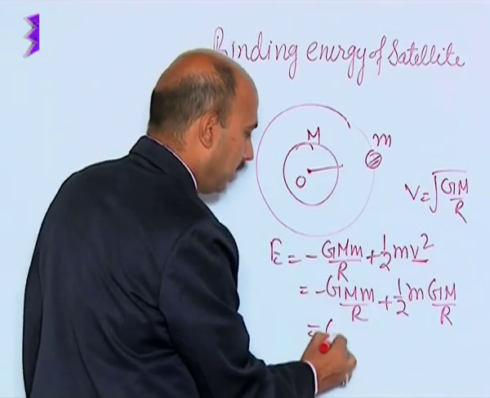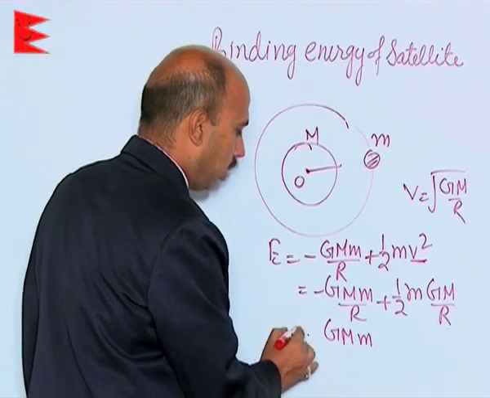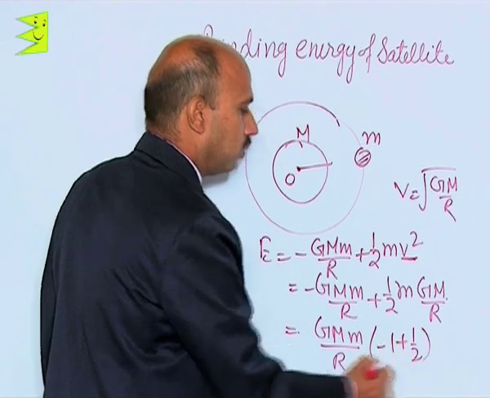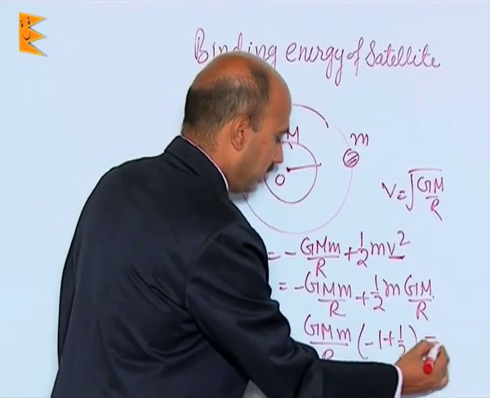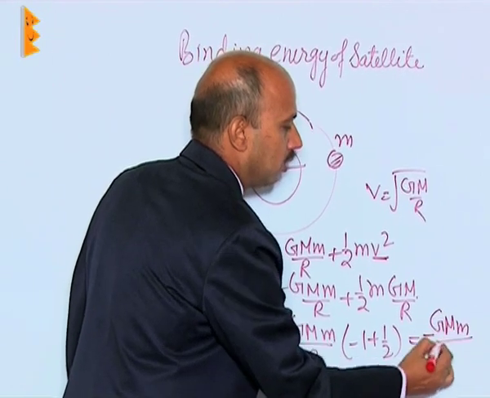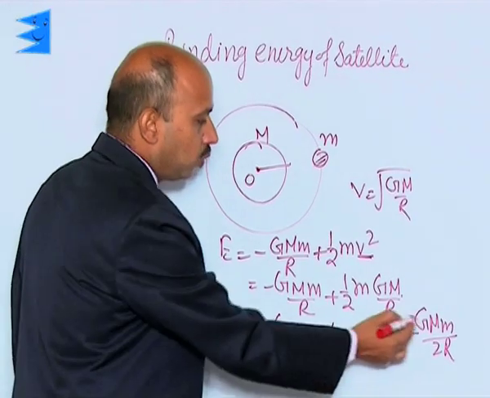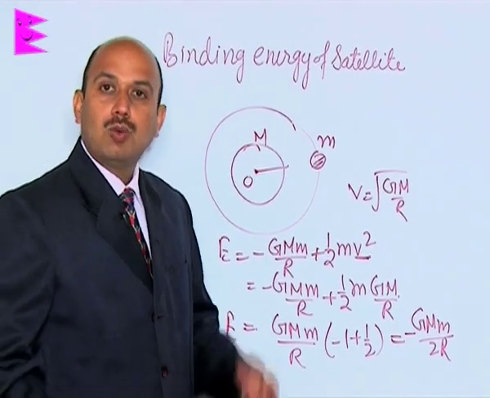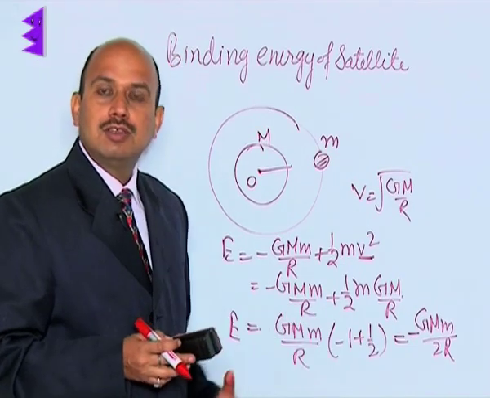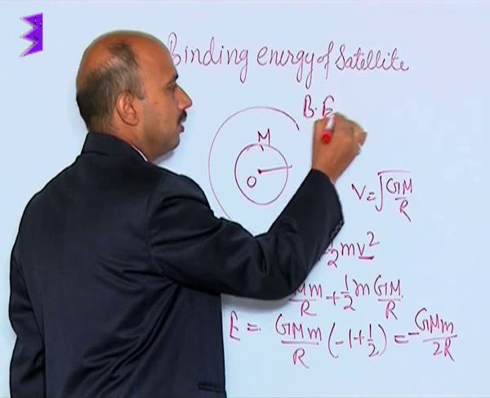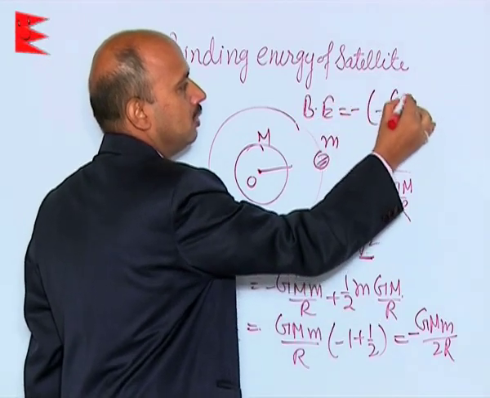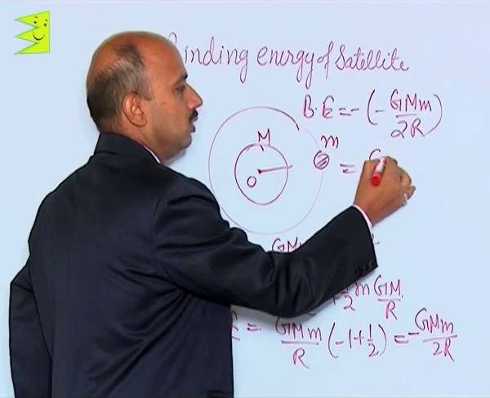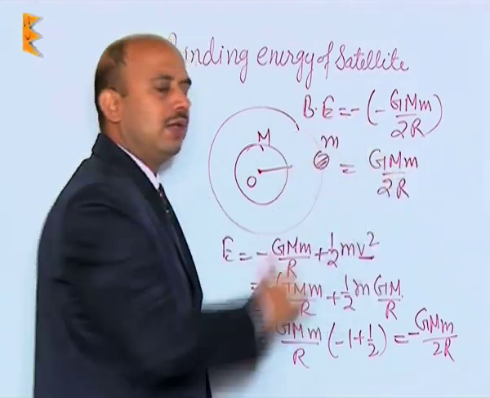If you solve it, you will be getting GMm/r common, and here is -1 plus 1/2. So that can be written as -GMm/2r. So this is the total energy of the satellite, so we can write E is equal to this much. And now what is binding energy? The negative of this total energy is called binding energy. So binding energy is equal to the negative of this, that is GMm/2r. So this is the binding energy of the satellite.